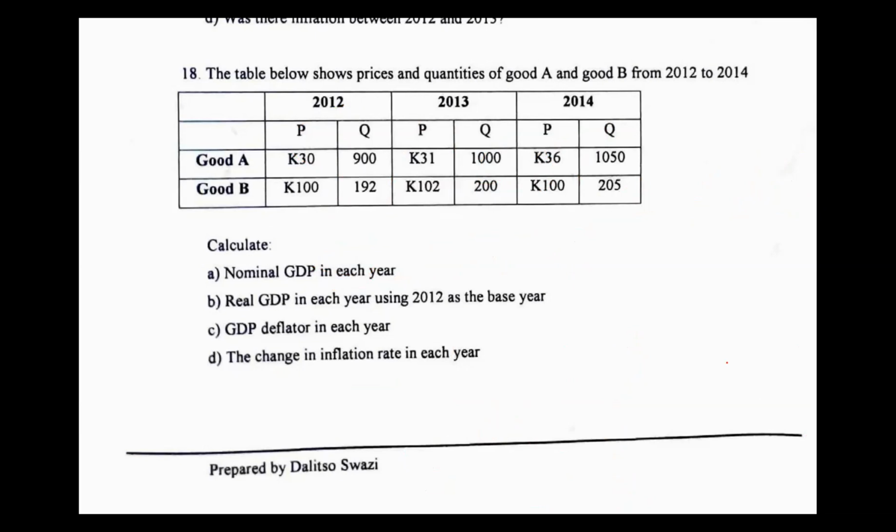So you can basically do the same for these other years, I think. We have done just for 1 year. You can also do for 2013. Find the real GDP first with these quantities times the prices. That will give you the real GDP for 2014. Okay? Do you get that?